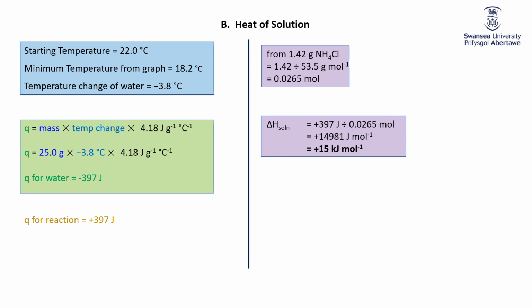Again, please notice it's ultimately the same process. In this case, we had to use the graph to get the temperature change of the water. Once we got the temperature change of the water, we use the same Q expression to get the Q of the water, change the sign for the Q of the reaction, and figure out how many moles led to this number of joules, which will therefore help you get to the overall heat of solution.